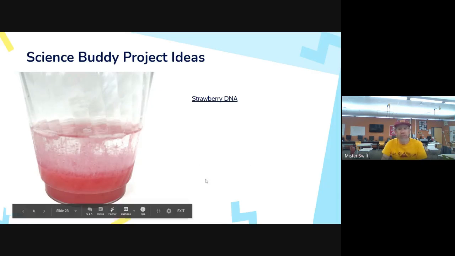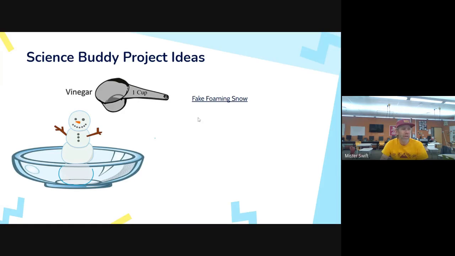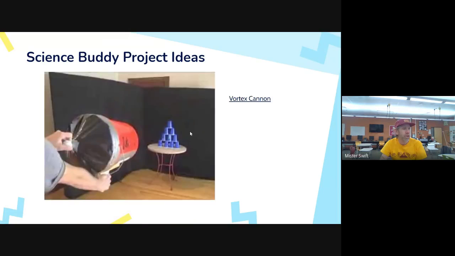Another really cool thing you can do is you can take a strawberry and extract its DNA. And that's a pretty easy project too. So if you've ever wanted to know what DNA looks like, you can do one of these strawberry DNA experiments. There's another one with fake foaming snow. As I'm looking outside, it's really dry out there. A little mini trebuchet or a vortex cannon.